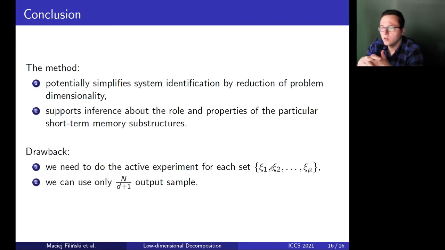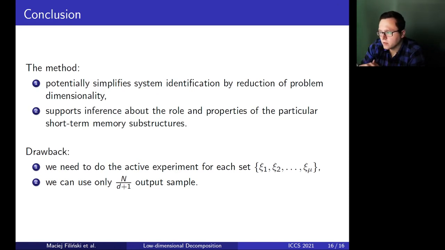And the conclusion. First, the method potentially simplifies system identification by reducing problem dimensionality. So we can split one big problem into a number of smaller problems. And second, the method supports inference about the rule and property of the particular short-term memory substructure.